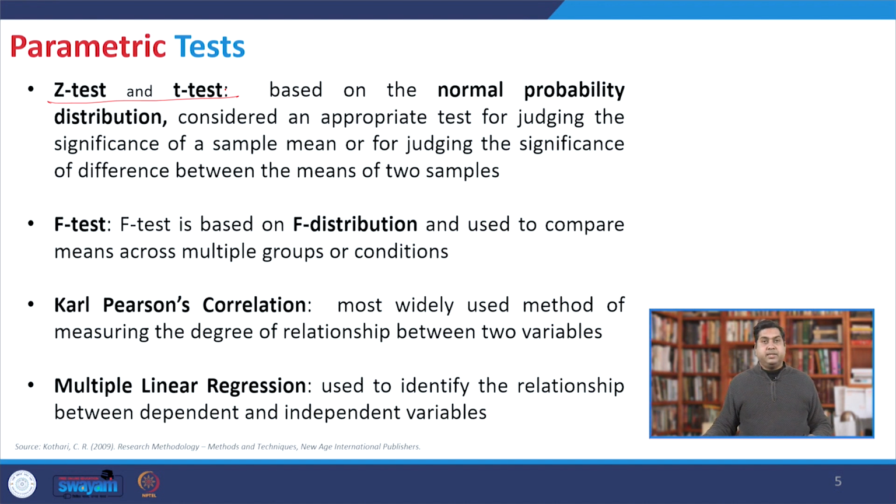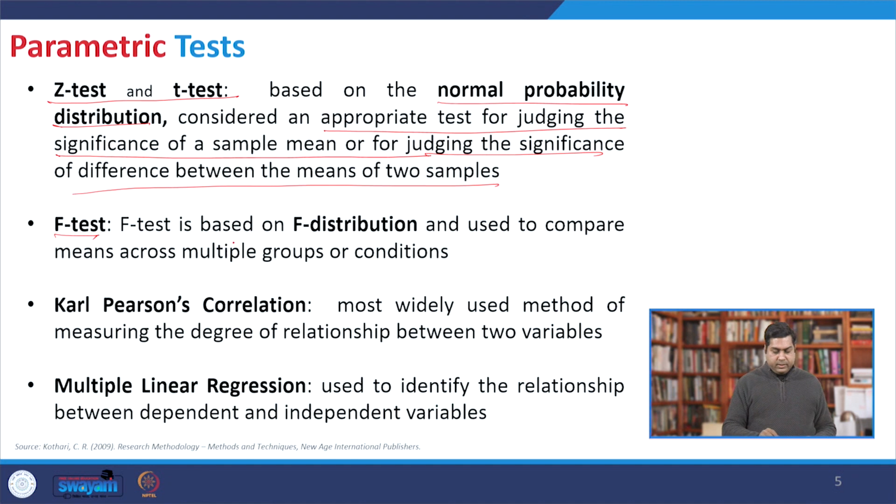Now, for the parametric tests, definitely one set of tests which are almost similar is the Z test and the T test. Based on the normal probability distribution, we consider this an appropriate test for judging the significance of the sample mean, or for judging the significant difference between the means of two samples. Okay, so that is where you can go for the T test as well.